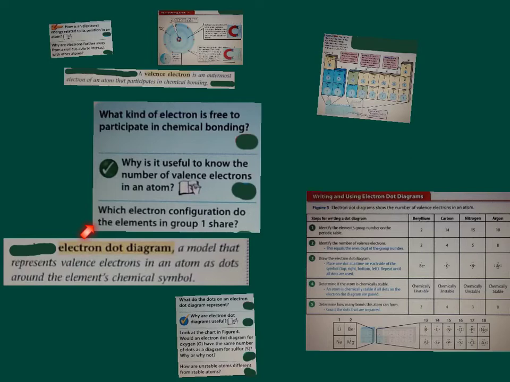What kind of electron is free to participate in chemical bonding? Question number 2: why is it useful to know the number of valence electrons in the atom? And number 3: which electron configuration do the elements in group 1 share? Okay, so you're picking one of those 3, you're writing the question in your science journal and answering it.